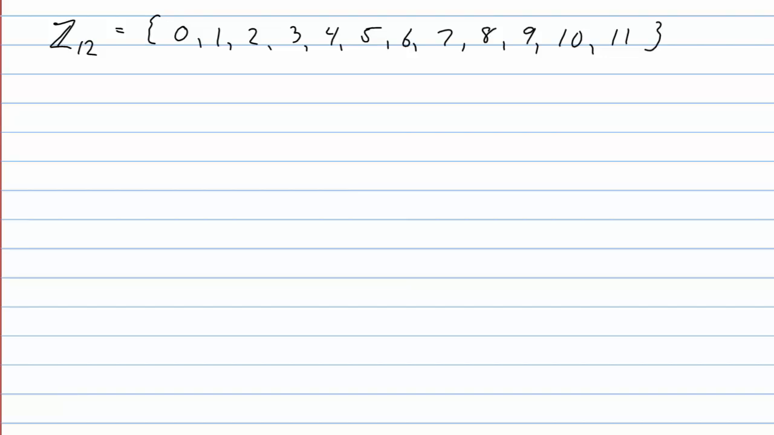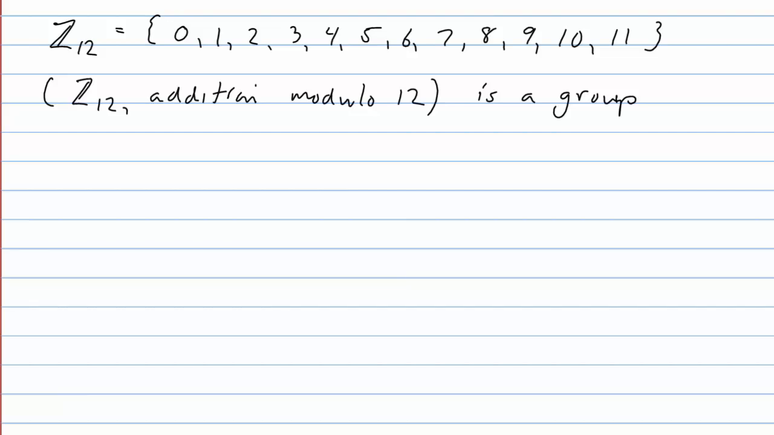So let's continue and actually verify that the set of integers modulo 12 forms a group under addition modulo 12. Namely, if we take this set of 12 elements, 0, 1, 2, etc., up to 11, and we take addition modulo 12, the claim is that this is a group.